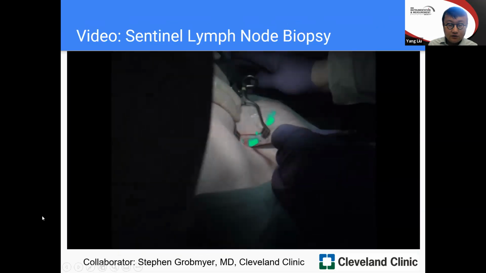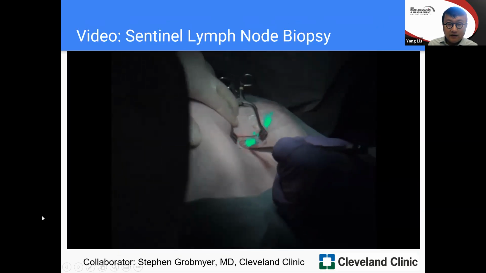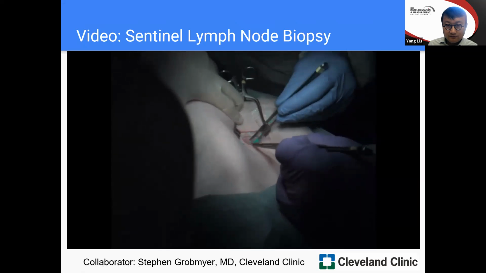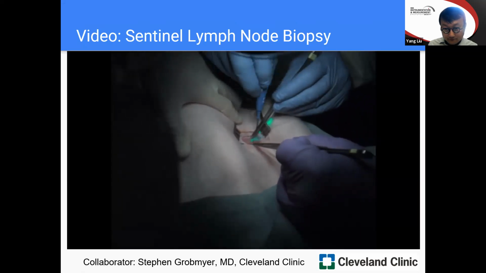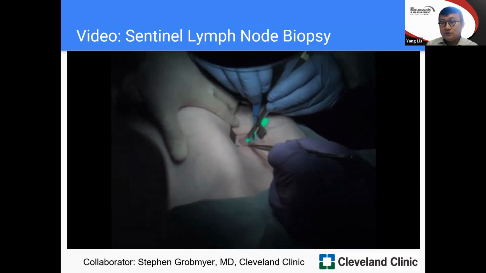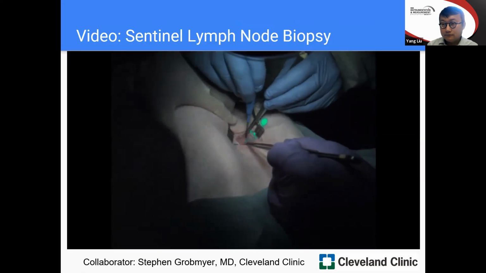And here's the videos of sentinel lymph node biopsy under fluorescent guidance. You can see that the near infrared fluorescence is still colored in green.